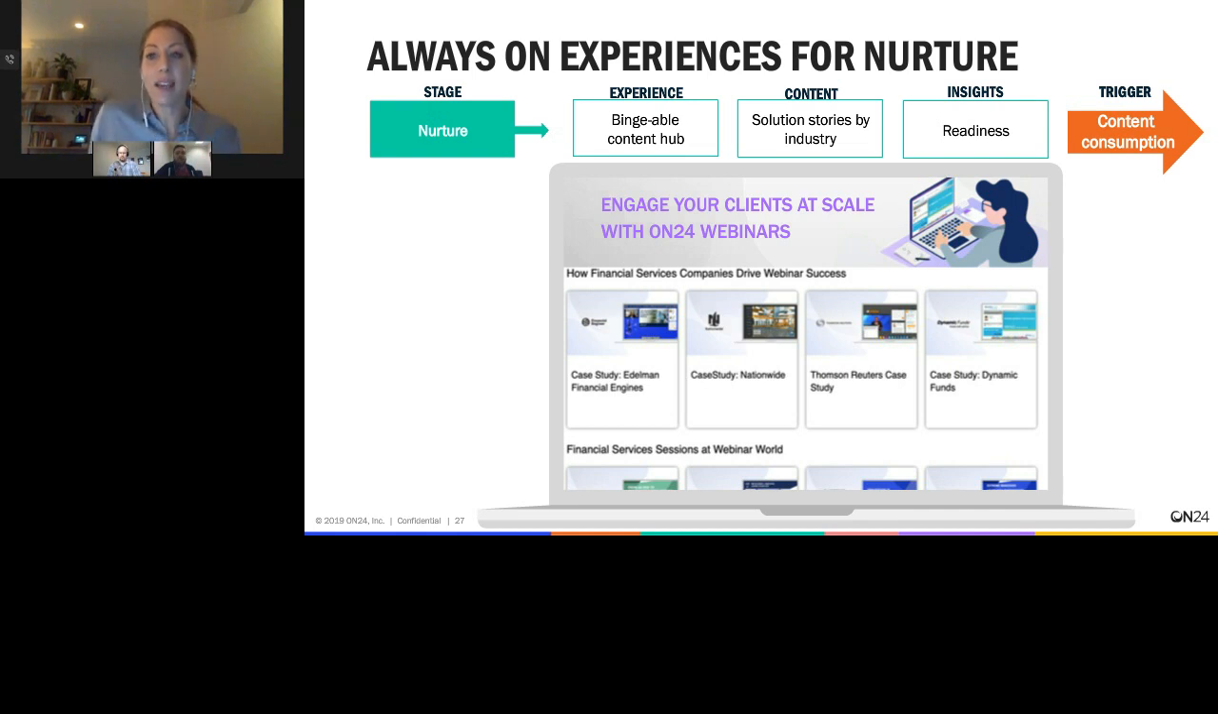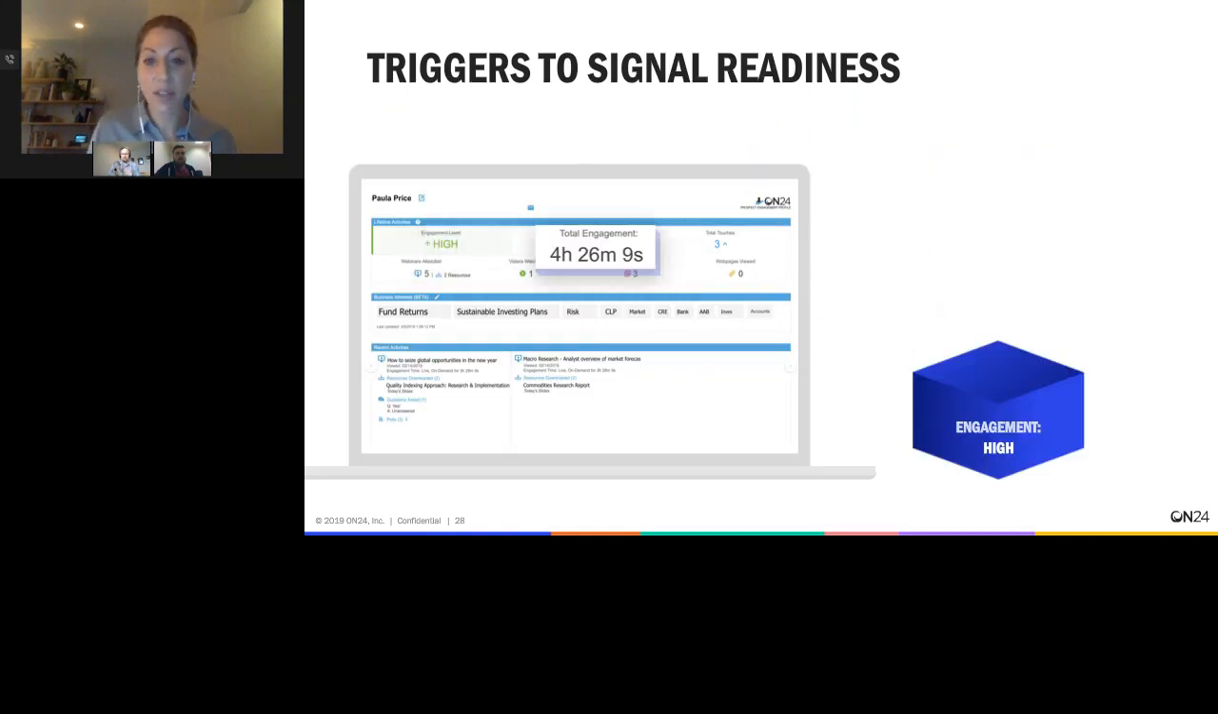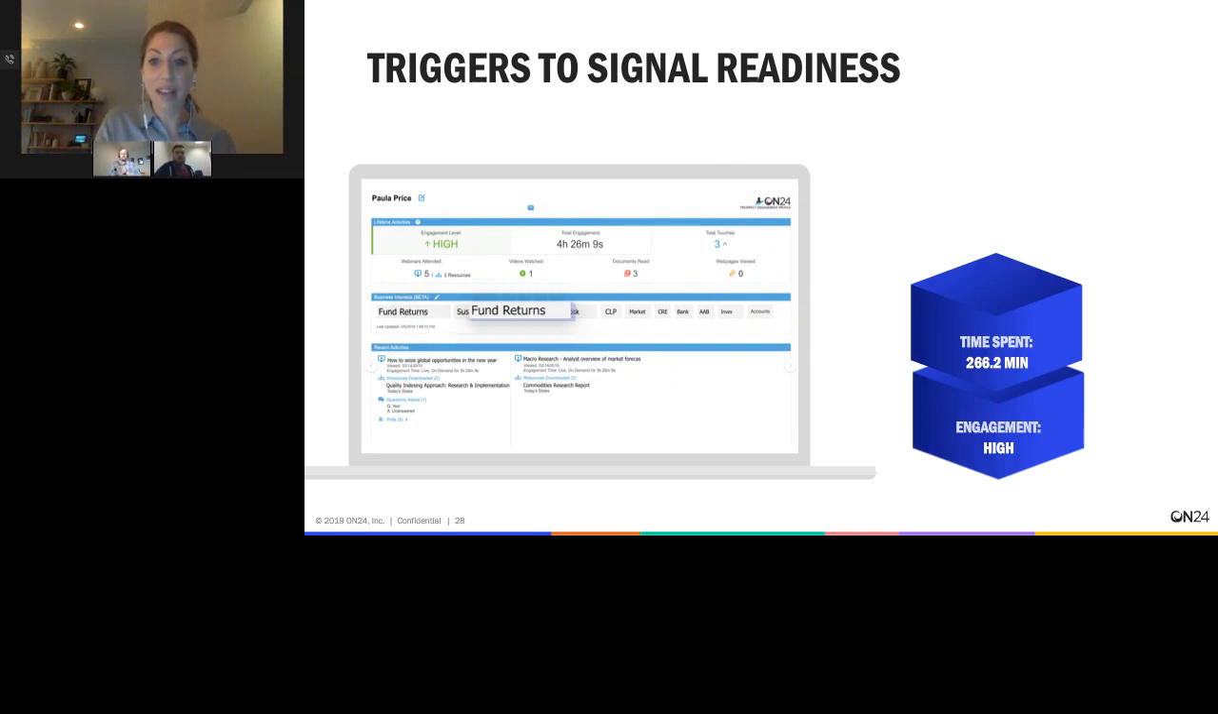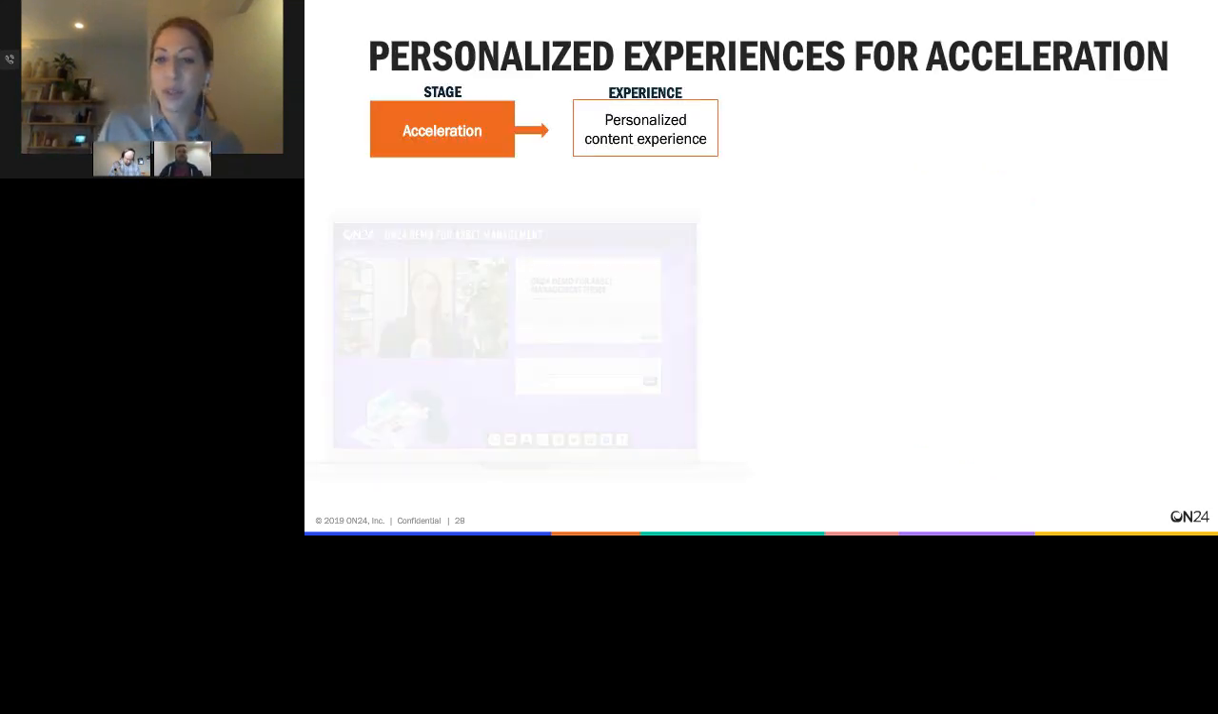And when we see consumption and engagement rising, then we're going to assume they're ready. That is our trigger to understand if they're really engaged or if they still need to be nurtured more. So once we see 3 or 4 pieces of this content activated, that's when it's ready for acceleration. And that's what this looks like on the back end. So engagement is high because they've spent a lot of time. And now, again, we know it's a very, very specific interest. And we move to acceleration.